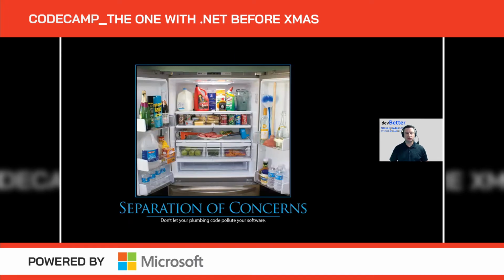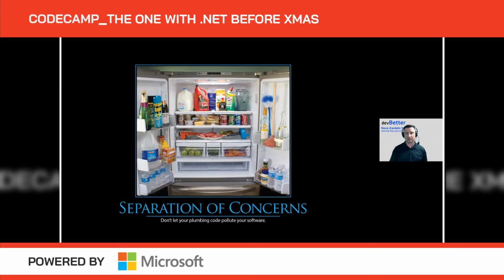So one of the most important principles I think that relates to this is the idea of separation of concerns. And separation of concerns just means that you want to keep your plumbing code out of the main, important parts of your software. So if you look at this refrigerator and you take a closer look, you may find that there's some things in this refrigerator that hopefully you don't store in your refrigerator in your kitchen at home because they don't really belong there, right?